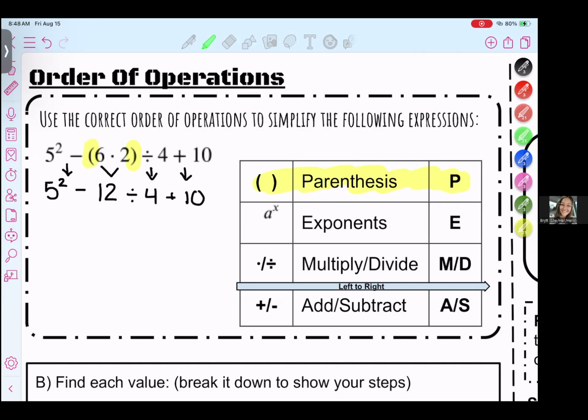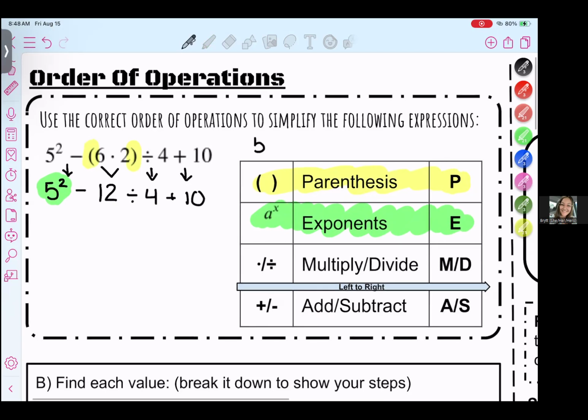My second step over here in PEMDAS is exponents. So if I look, I do have an exponent right here. So I want to do that next, right? 5 squared is just the same as saying 5 times itself. We know that 5 times 5 is 25. So this is going to give us a 25. And we bring everything else down the exact way it's written: minus 12 divided by 4 plus 10.